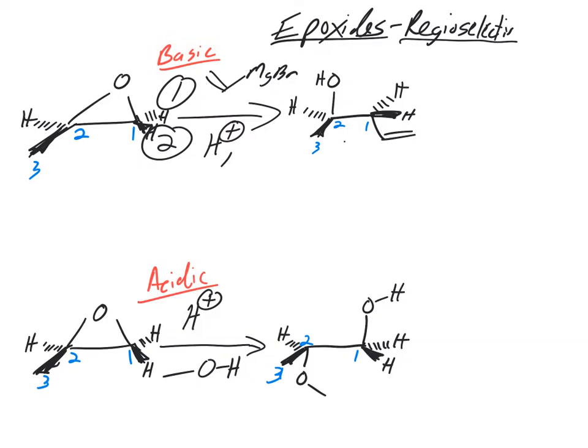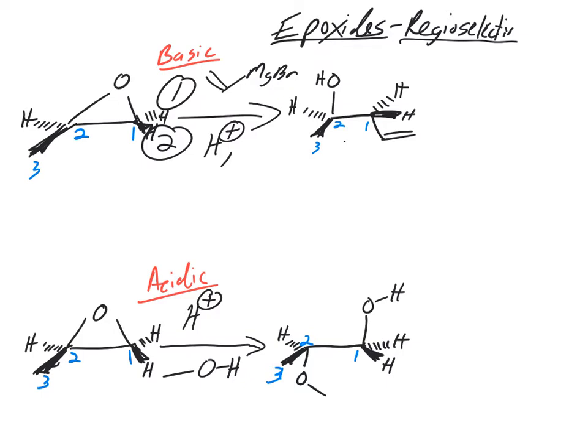So when we say basic, we really mean, at least in the first step, overall we have a negative charge or a really strong nucleophile. So we have really strong nucleophiles. So this is a Grignard. This is really like having a carbon. This carbon right here has a negative charge. So we consider this basic conditions.